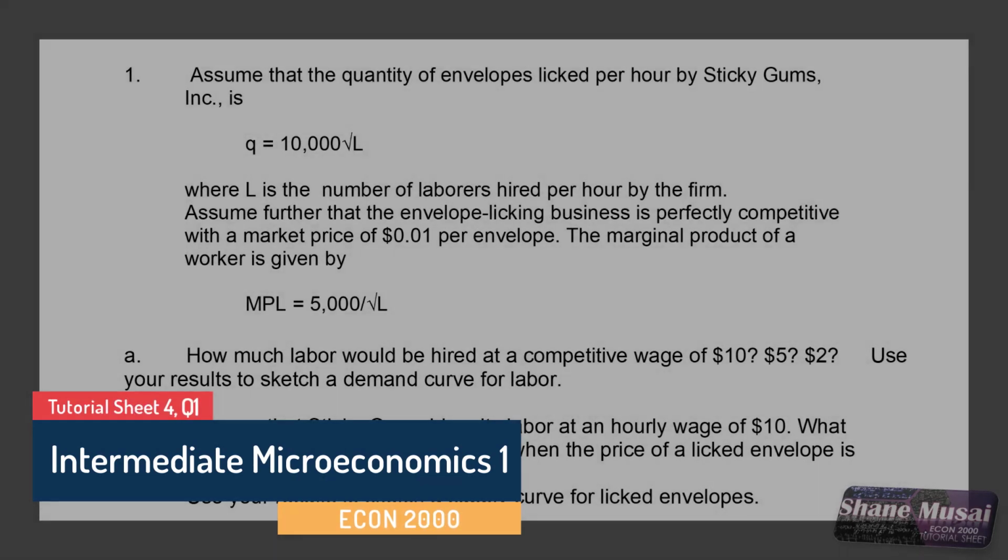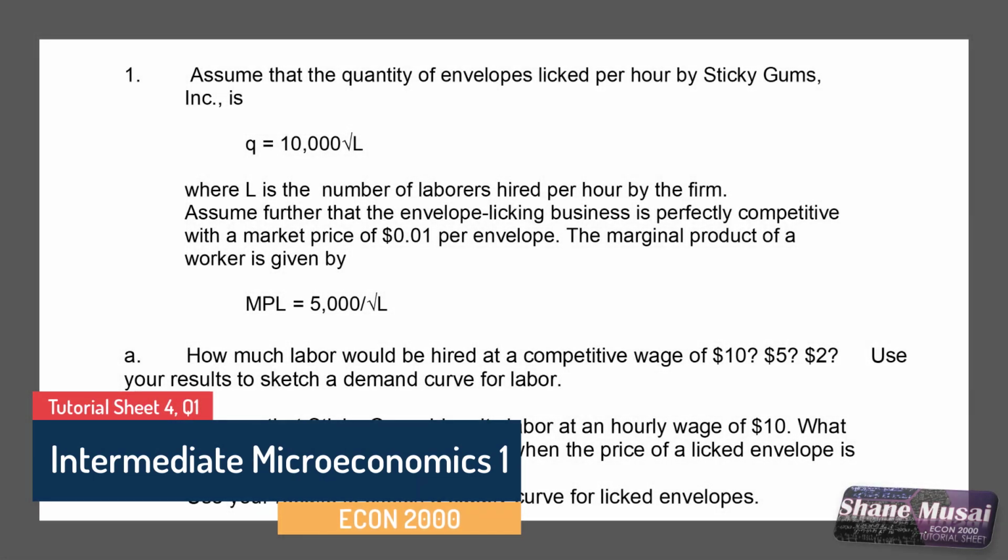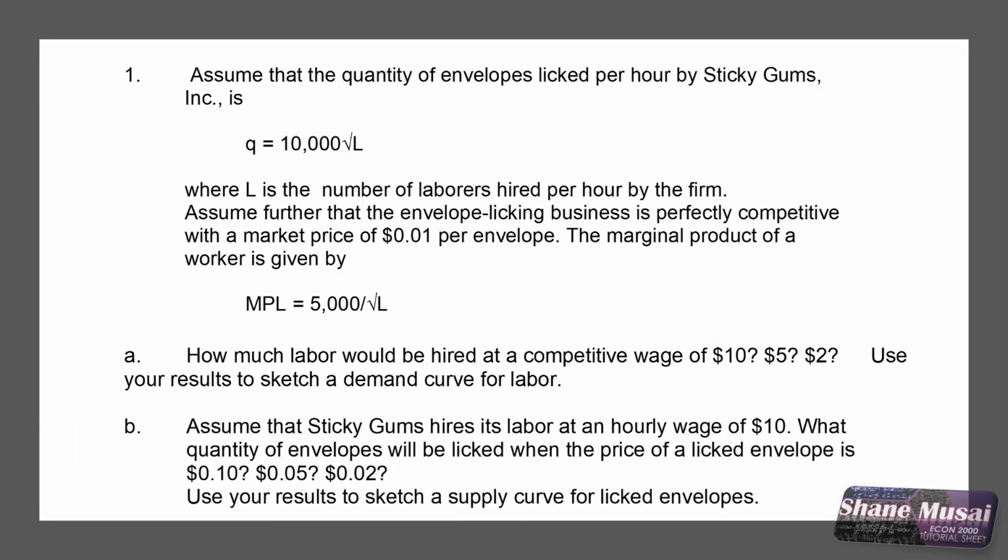At question 1 in tutorial sheet 4, this question says, assume that the quantity of envelopes licked per hour by Sticky Gums is given by Q equals 10,000 times the square root of L, where L is the number of laborers hired per hour by the firm. Assume further that the envelope licking business is perfectly competitive with a market price of 1 cent per envelope. The marginal product for any worker is given by MPL equals 5,000 divided by the square root of L.